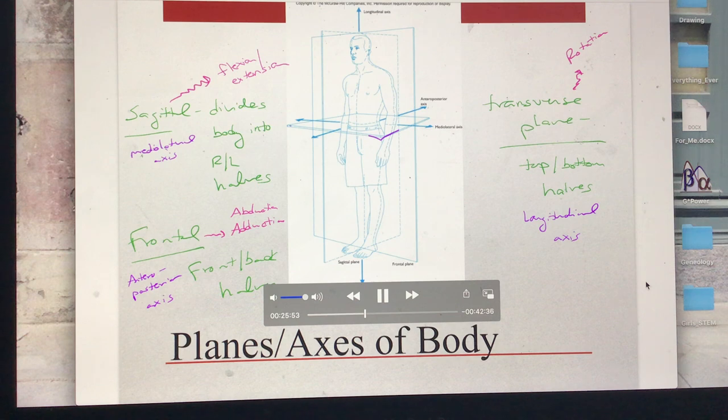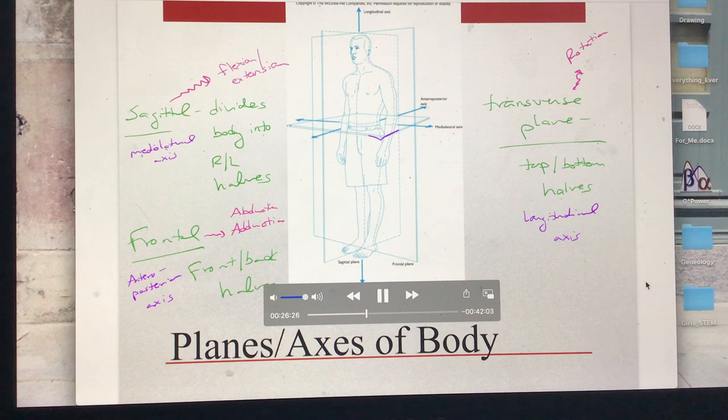What are some examples of activities that happen in each plane? If I think about the sagittal plane, an example of a sagittal plane activity is running in a straight line. If I'm running in a straight line and I'm pumping my arms and legs, it's mostly flexion and extension. Think about a softball pitcher. That windmill motion is, of course, there's some abduction, but it's mostly flexion and extension.